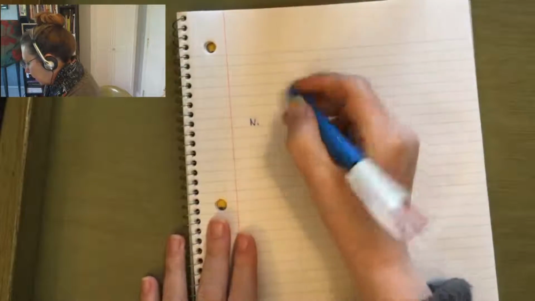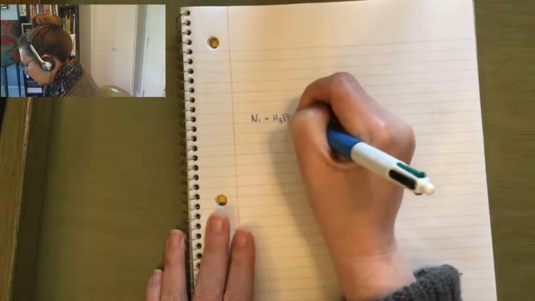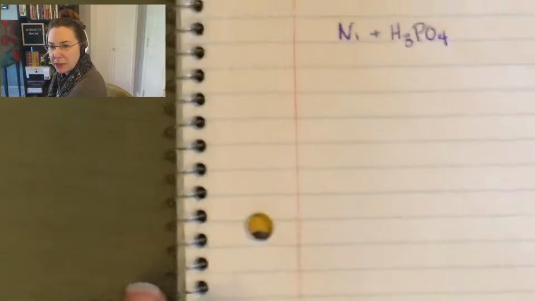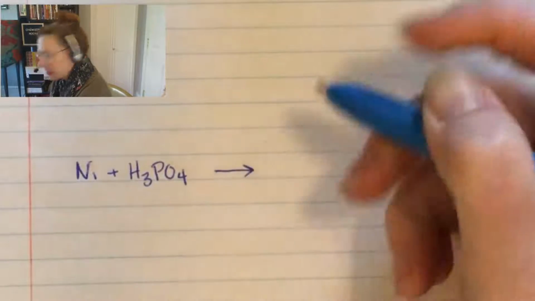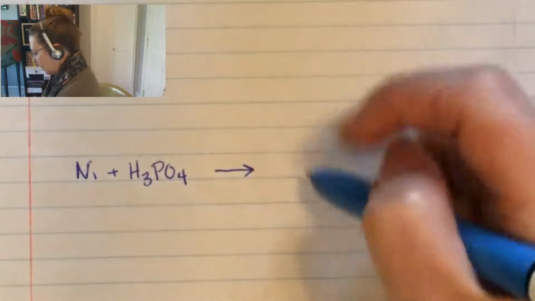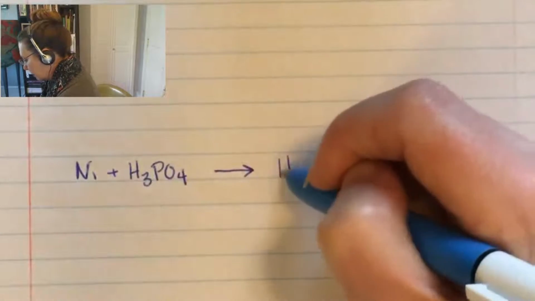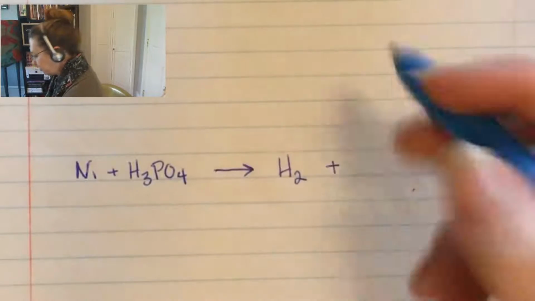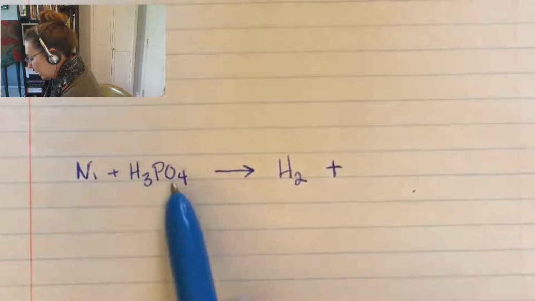Okay, let's use nickel. So we're reacting nickel plus, let's use phosphoric acid. Let's do one that's a little more complex. Okay, so we're going to react nickel with phosphoric acid. The first thing that we know is that the hydrogen is going to come off of the phosphoric acid and it's going to become hydrogen gas. All right. You get that every time. No exceptions. Then we're going to be reacting our nickel with our phosphate.